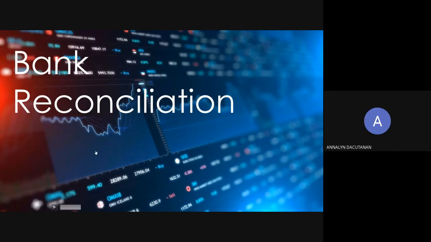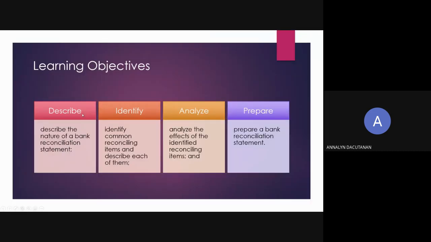All right, let's begin. So our topic for today is about bank reconciliation. For our learning objectives, we have four. First is to describe the nature of a bank reconciliation statement. Next is to identify common reconciling items and describe each of them. Analyze the effects of the identified reconciling items. And lastly, is for you to prepare a bank reconciliation statement.